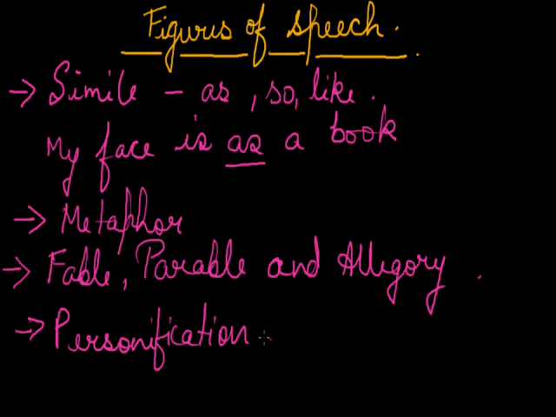Next figure of speech is personification. By this figure, we ascribe intelligence and personality to inanimate things. For example, Death lays his icy hand on the King. Does Death have a hand? Absolutely, the answer is no. So Death lays a hand, that means we are bringing life to the word death. So this is known as personification.